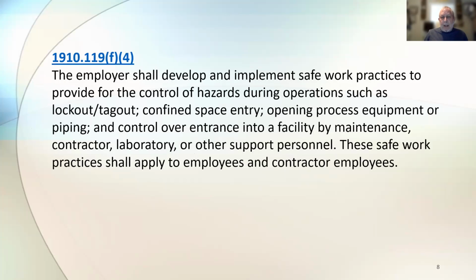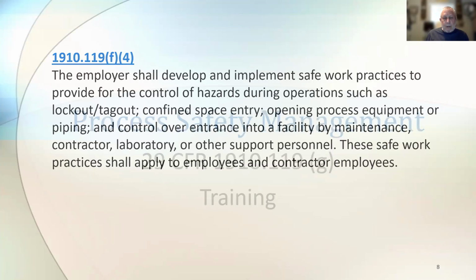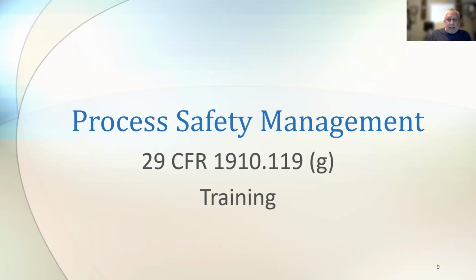The employer shall develop and implement safe work practices to provide for the control of hazards during operations, such as lockout, tagout, confined space entry, opening process equipment or piping, and control over entrance into a facility by maintenance, contractor, laboratory, or other support personnel. These safe work practices shall apply to employees and contractor employees. You notice what they're doing in here. They're throwing other stuff in here. It's part of OSHA. Lockout, tagout, confined space. They're throwing that in too. So you have to have that too. So that's the end of that.